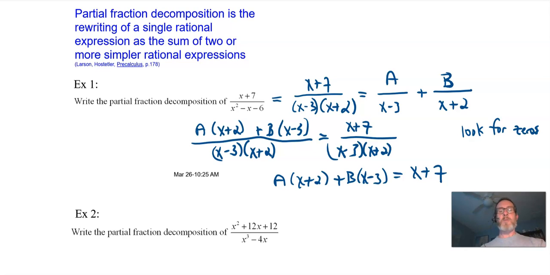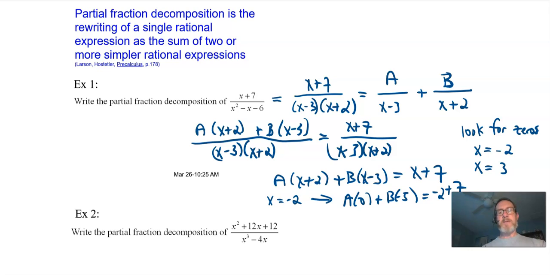And what I mean by that is, what would make each of these variable expressions equal to 0? Well, in one case, it would be x equals -2. In the other case, it would be x equals +3. Well, if I let x equal -2, then this becomes a times 0 plus b times -5 equals -2 plus 7. And that means -5b equals 5 and b equals -1.